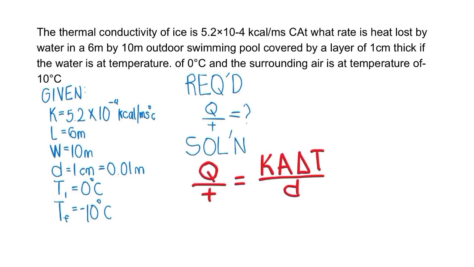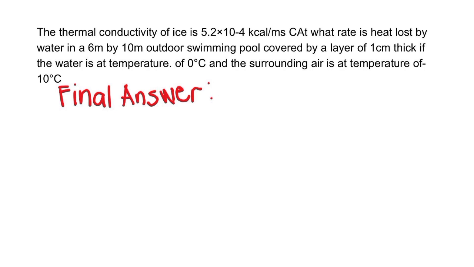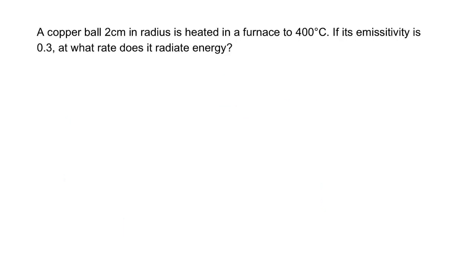To solve this, we would be using the formula Q over t equals thermal conductivity times surface area times change in temperature all over D. Substitute the values into the formula, it would become 5.2 times 10 raised to negative 4 times 60 times 0 minus negative 10 all over 0.01. Simplify this, and the final answer would become Q over t is equal to 31.2 calories per second.